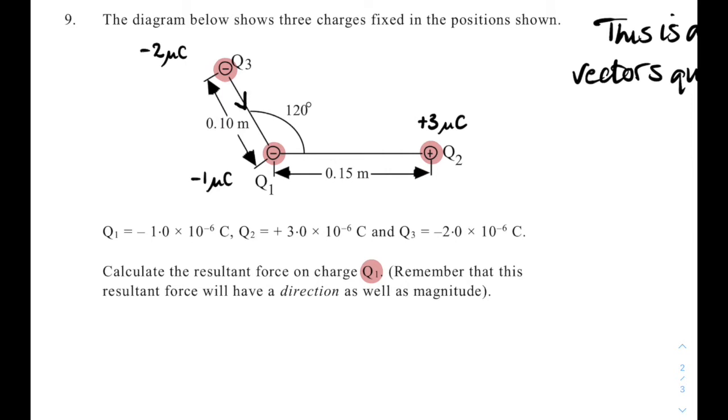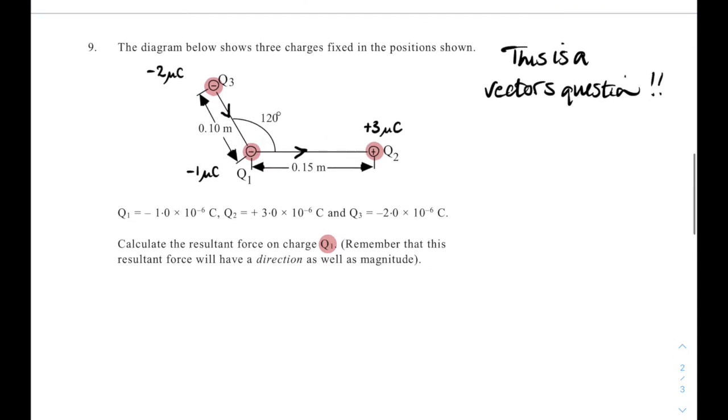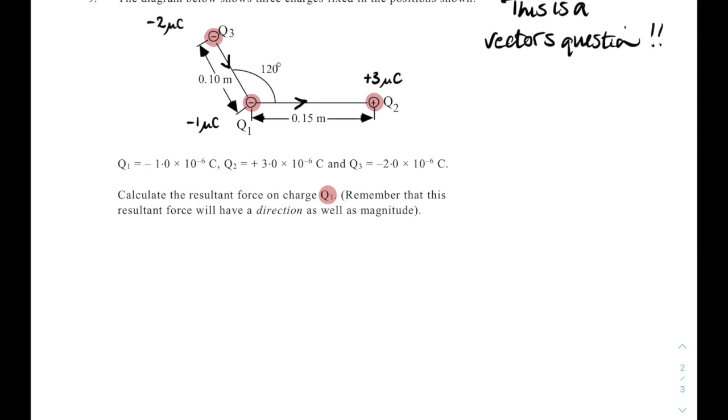So first thing I'm going to have to do is work out what each of the forces are. Q3 is going to repel Q1 because they're both negative, and Q2 is going to attract Q1 because they are opposite charges, and we'll bear that in mind when we do our vector diagram at the end. So let's work out those forces.